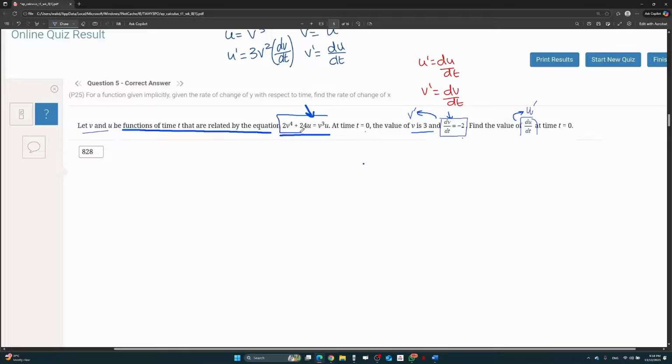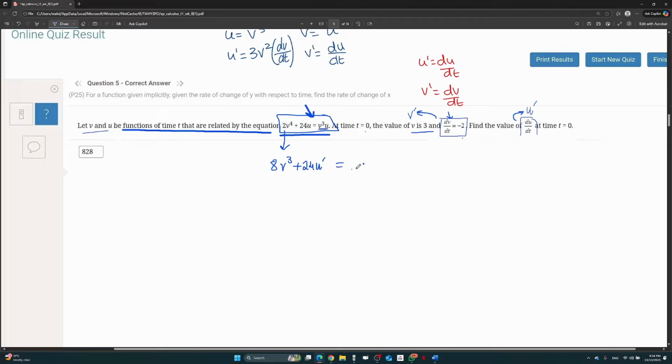And how do we find u prime? Similar to every single one we did, you just have to derive both sides to find u prime. So let's do it. We have to derive both sides. Let's derive the first side. 2v to the power 4 becomes 8v to the power of 3. 24u becomes 24u prime, equals v cubed u.